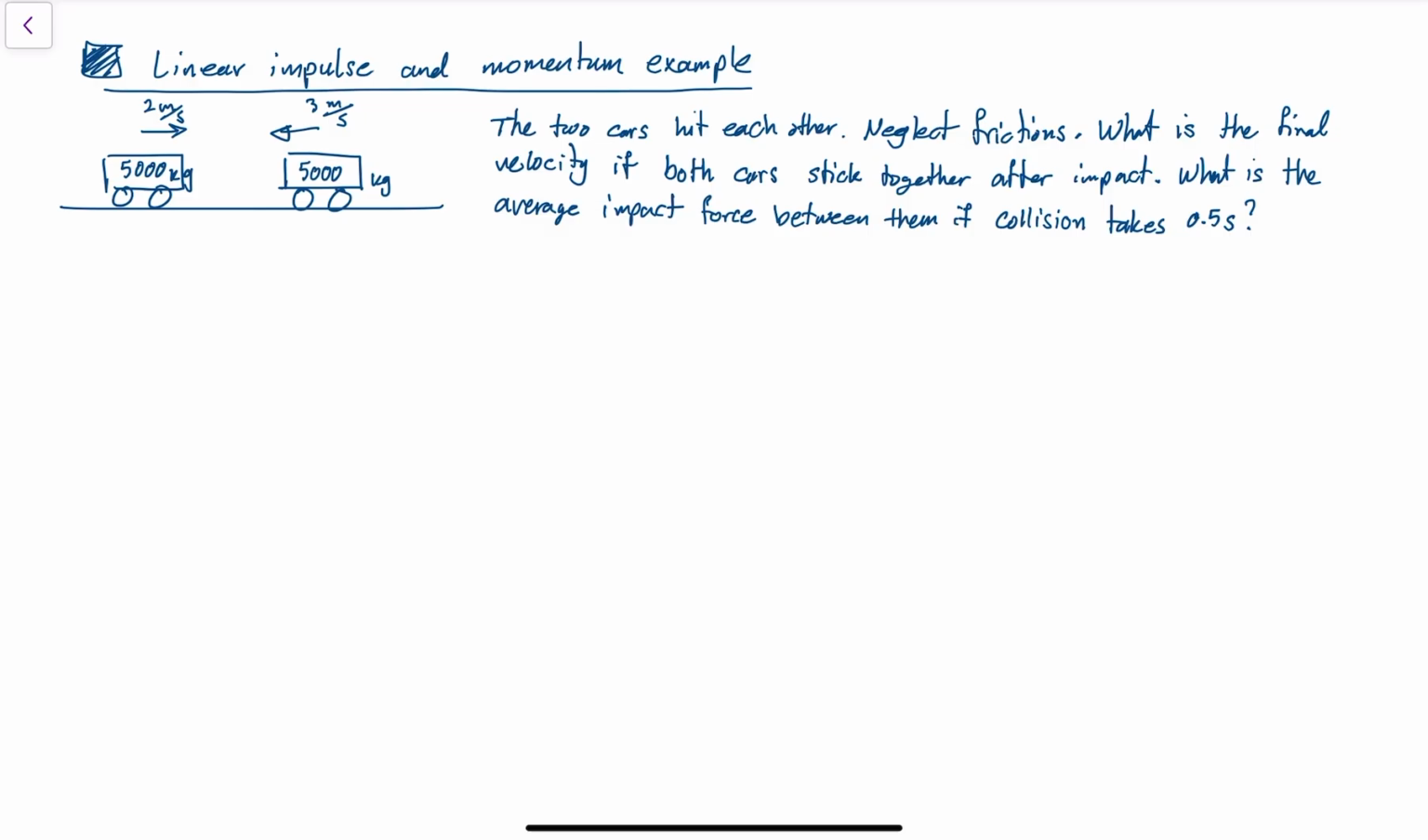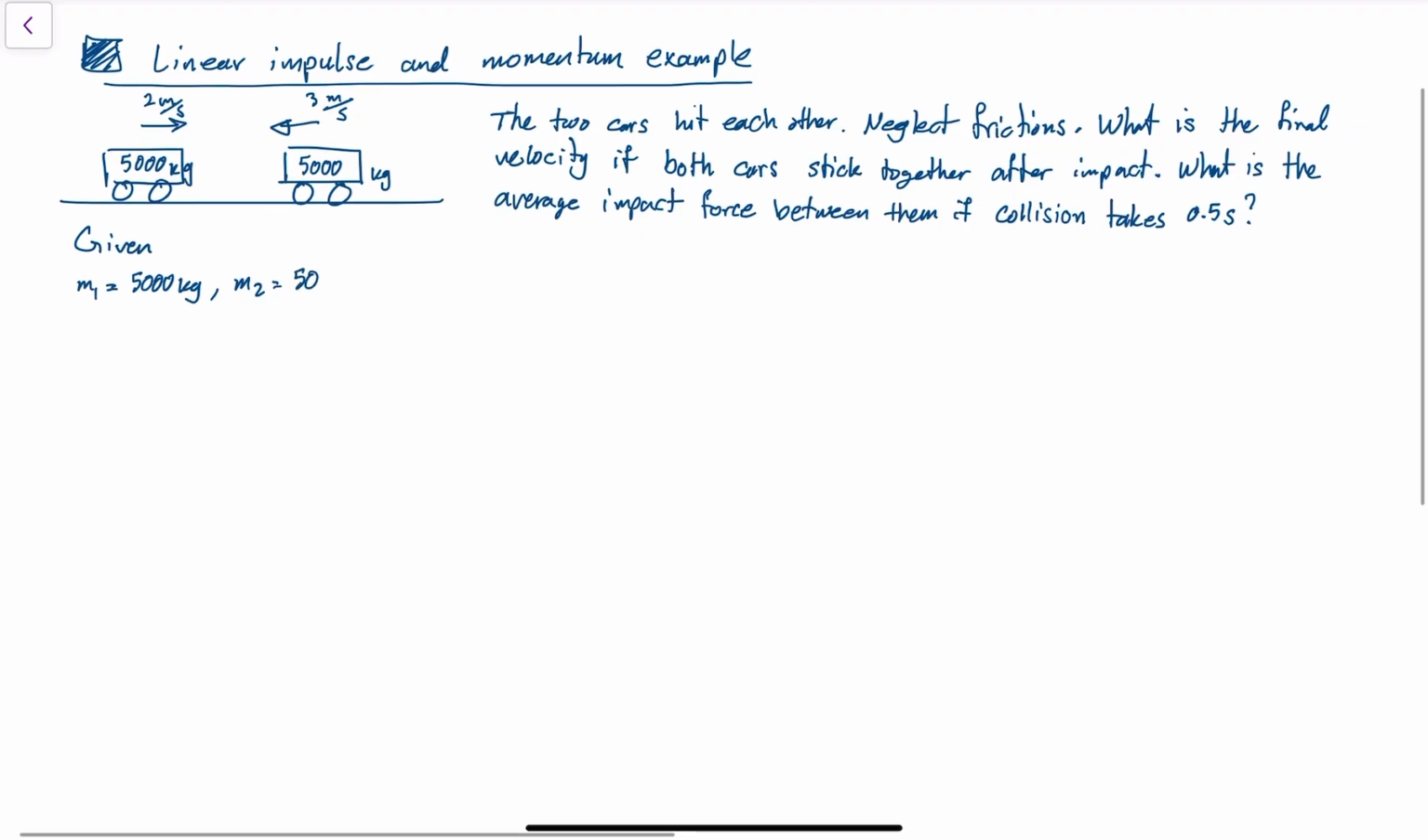All right, so let's see what we're dealing with. What are our knowns? So we know the mass of the cars and their speed. So M1 is 5,000 kilogram. M2 is also 5,000.